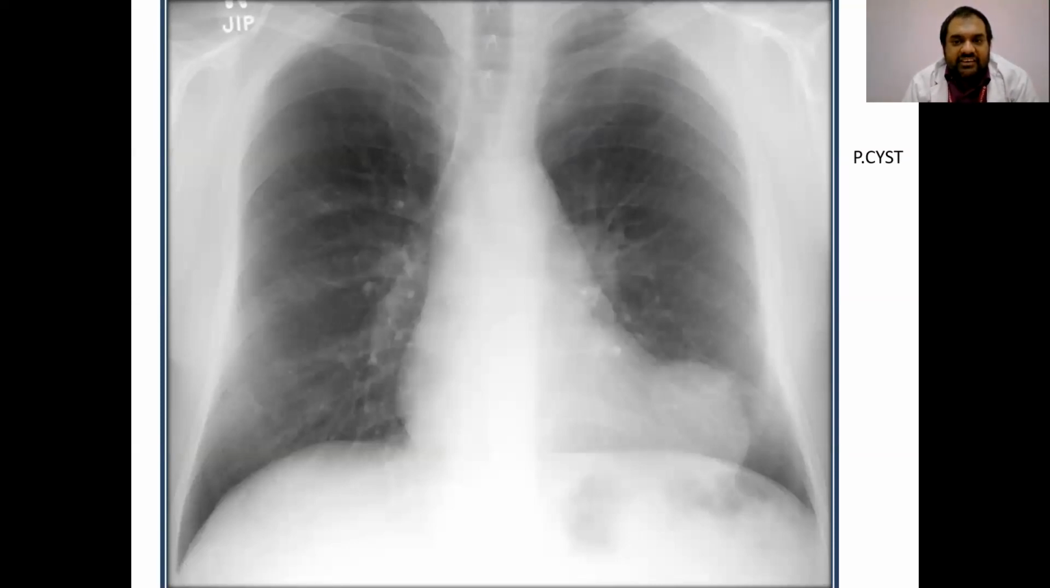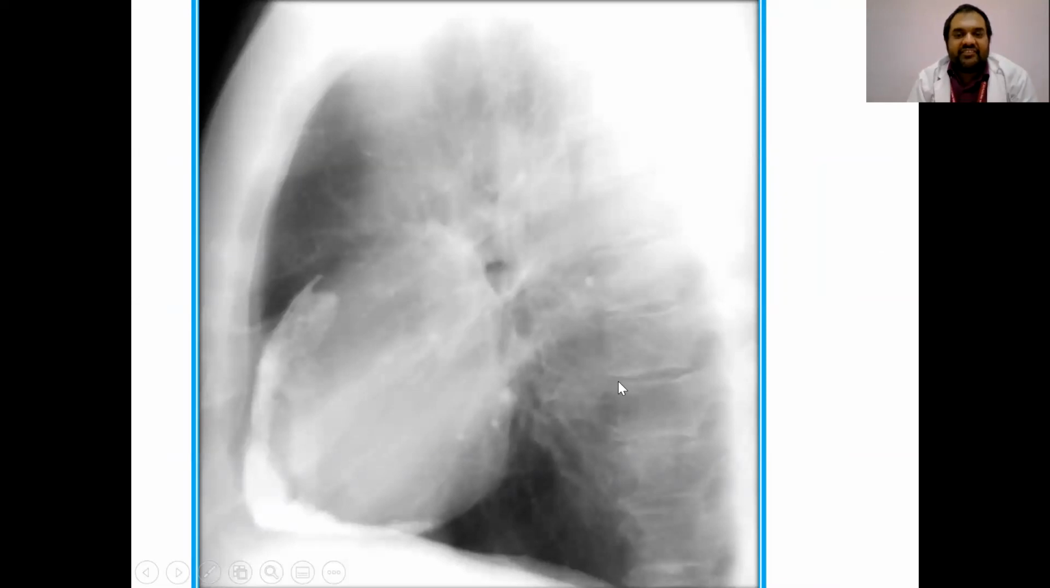Here is the frontal chest radiograph showing a well-defined and well circumscribed opacity in the pericardiac region or retrocardiac region, suggestive of pericardial cyst.